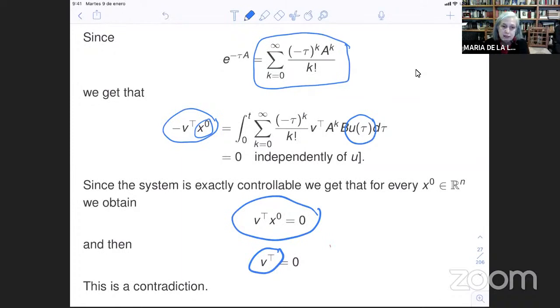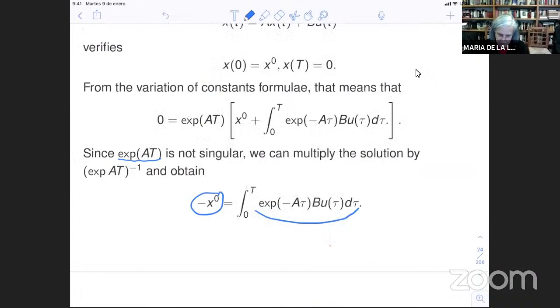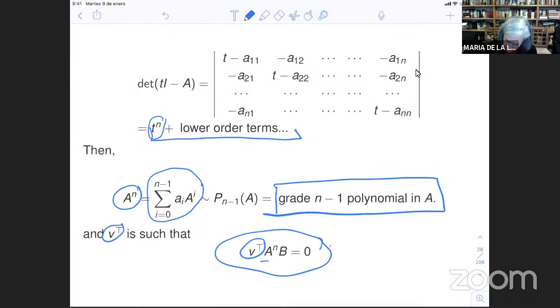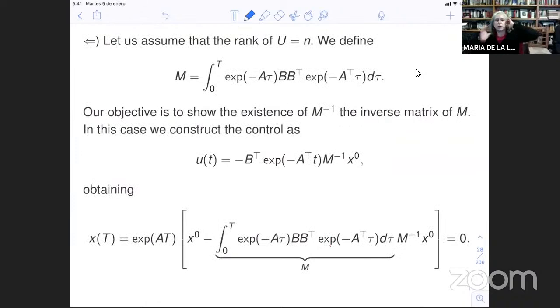It's the only one. So this is a contradiction. So the rank of the matrix, the big matrix I constructed, has to be n, okay? So we have one direction of the proof. So for the other direction, we again use the Cayley-Hamilton theorem, okay?